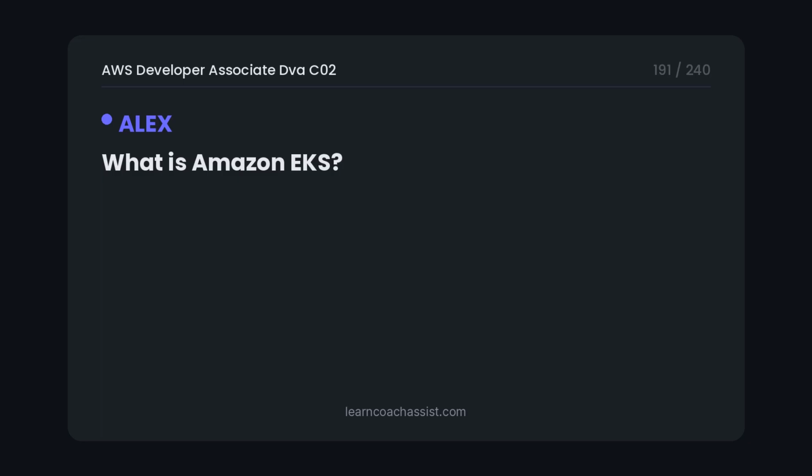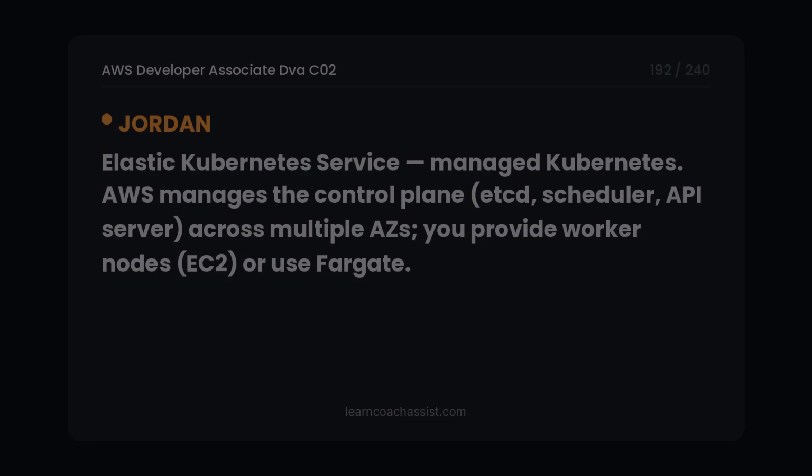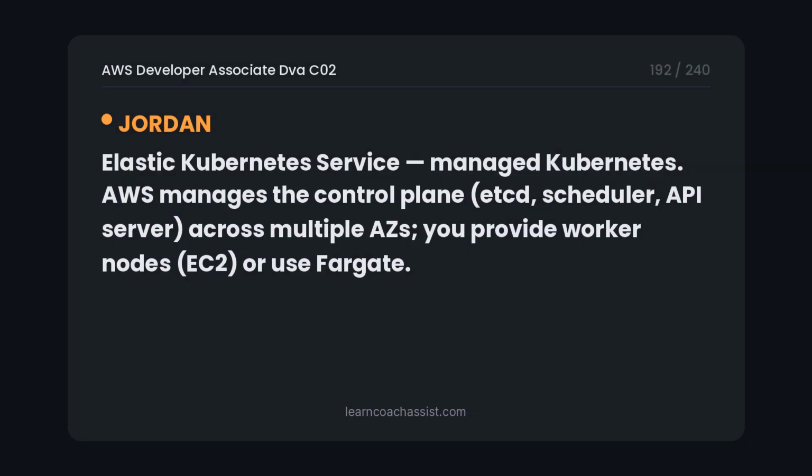What is Amazon EKS? Elastic Kubernetes Service, managed Kubernetes. AWS manages the control plane, etcd, scheduler, API server, across multiple AZs. You provide worker nodes, EC2, or use Fargate.